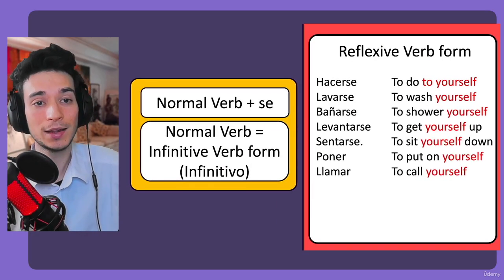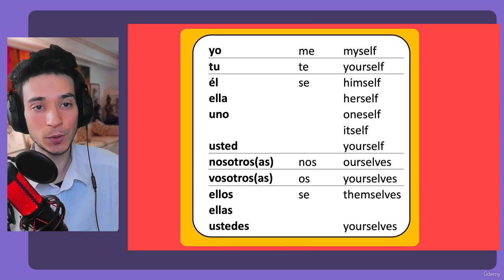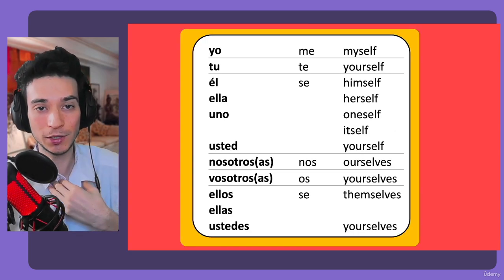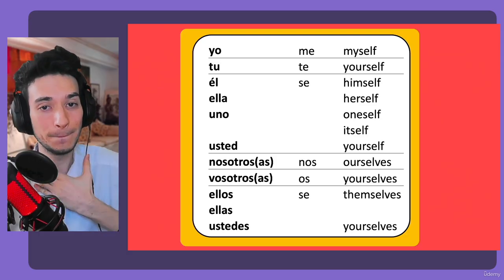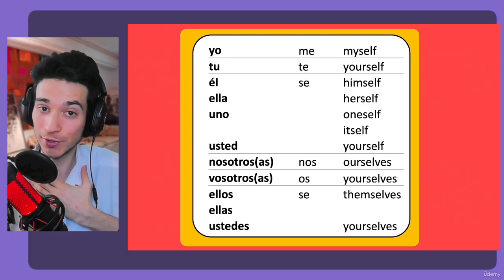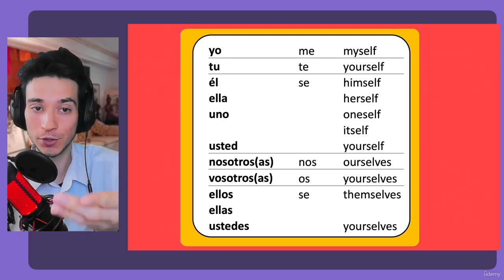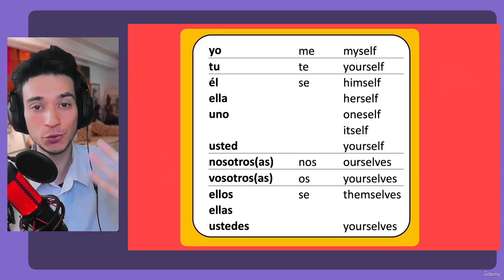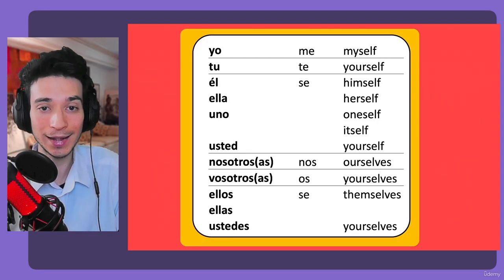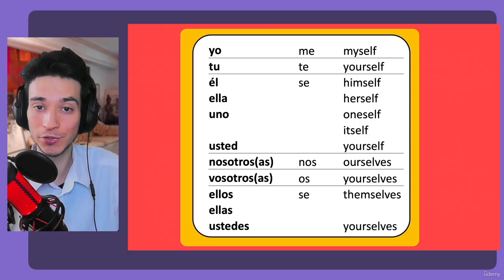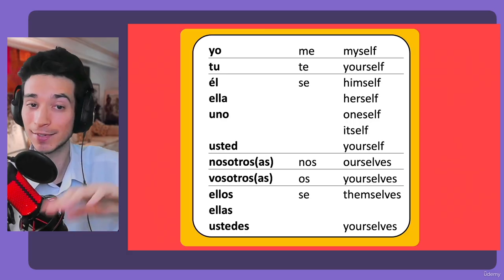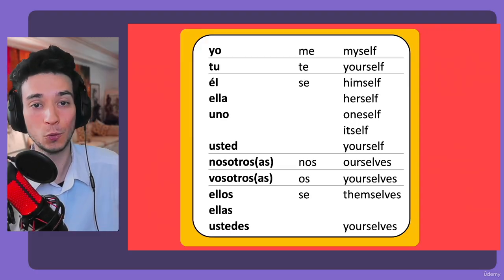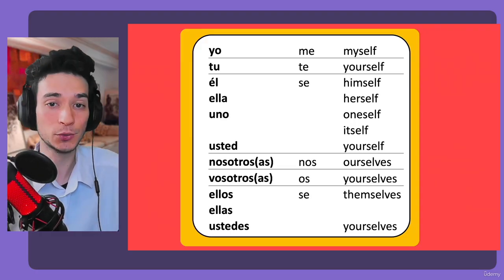Okay, let's try the next one. Whenever you refer to I, something you're doing to yourself, you would say yo me. I do it to myself. When it comes to you, you would say tú te. So you do it to yourself. Él se, he does it to himself. Ella se, she to herself. Uno, which means one. Uno se, one does something to himself.